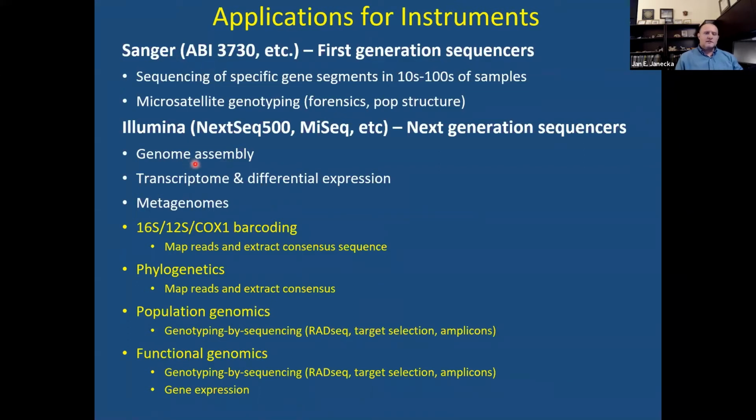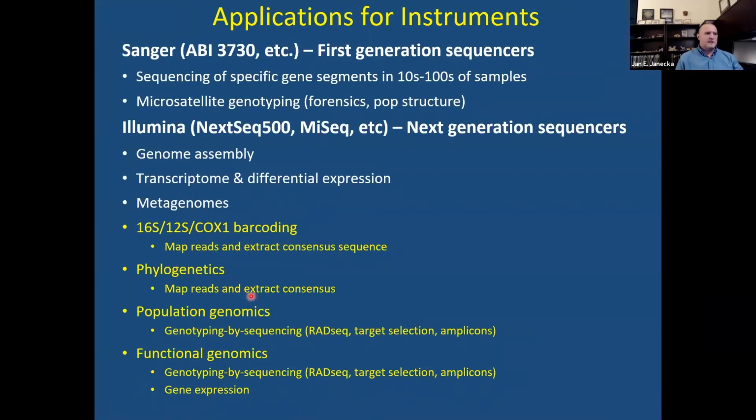Now, Illumina and next-gen sequencing is where you start getting into genome assembly, transcriptome, differential expression, metagenomes. That's where Illumina really shines. In terms of applications for snow leopard, when you're doing, for example, 16S, 12S, or COX-1 barcoding or Cyt b, where you're trying to identify a mix of unknown samples with a particular sequence, this is ideal for that. Again, the technique is mapping reads and extracting a consensus for different samples.